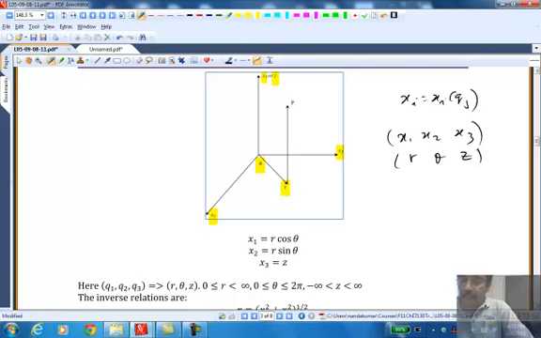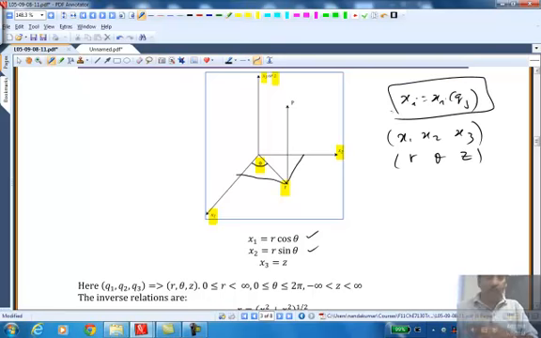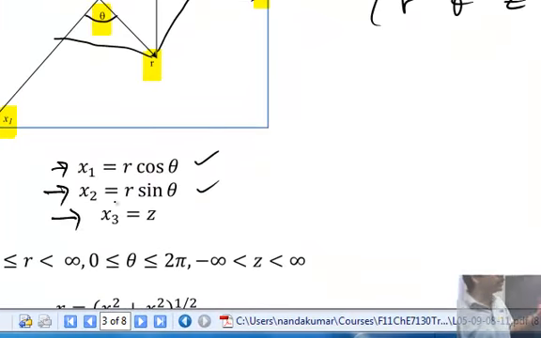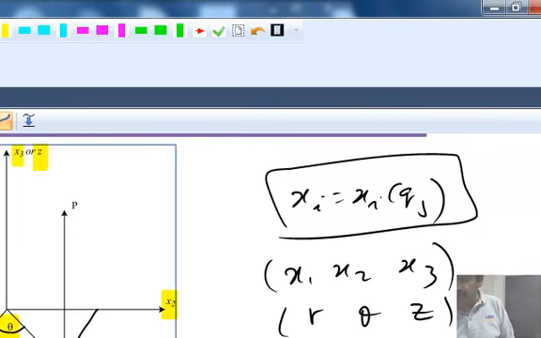In the special case, we can figure out if this angle is theta, then x1 is going to be equal to r cos theta, and x2 is going to be r sin theta. This is from simple trigonometry. So this is the relationship we are talking about. When I say x1 can be expressed as a function of q1, q2, q3, this is your first equation, second equation. The third equation is trivial. x3 is the same as z. z in the cylindrical frame, x3 in the Cartesian frame. So we have the starting point, the three equations, okay, that relate x1, x2, x3 to q1, q2, q3.